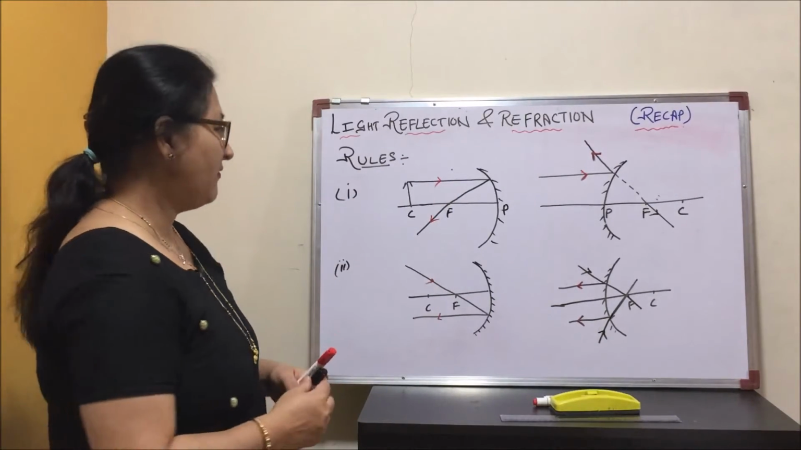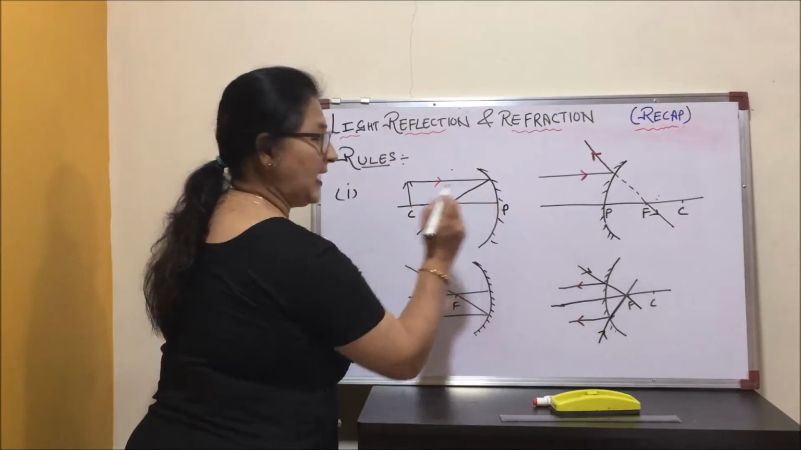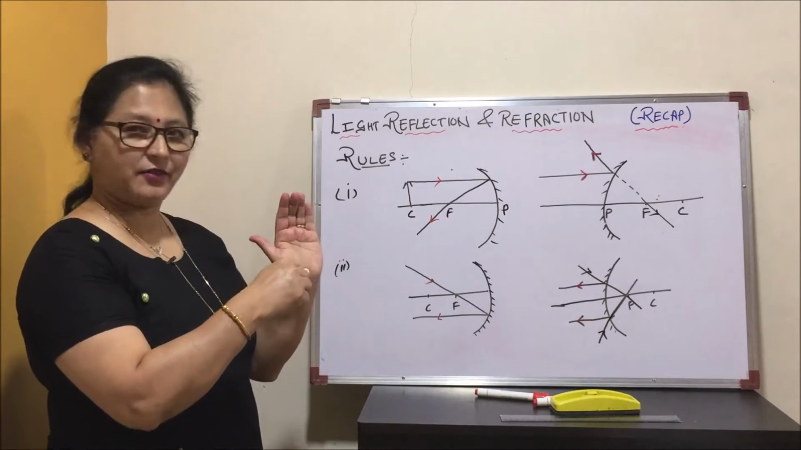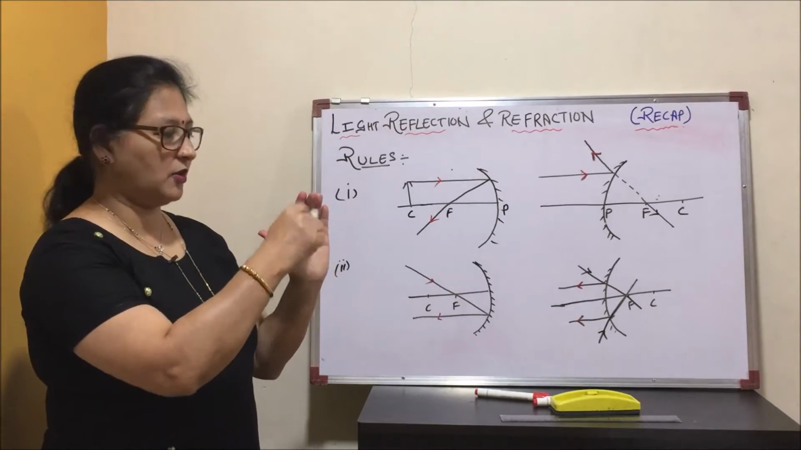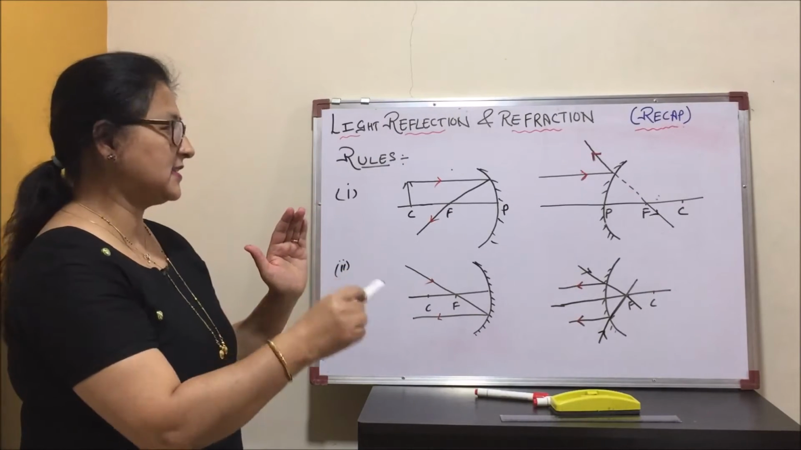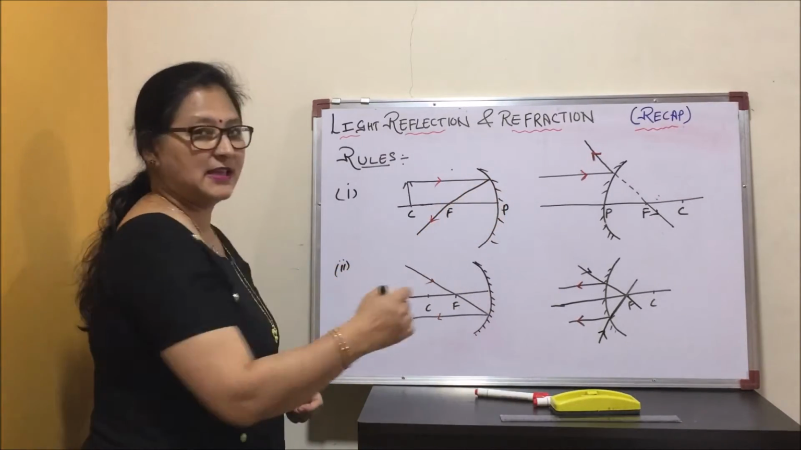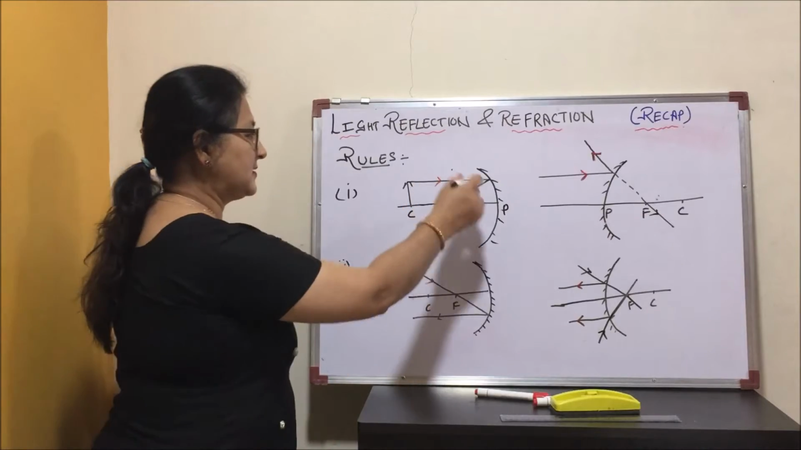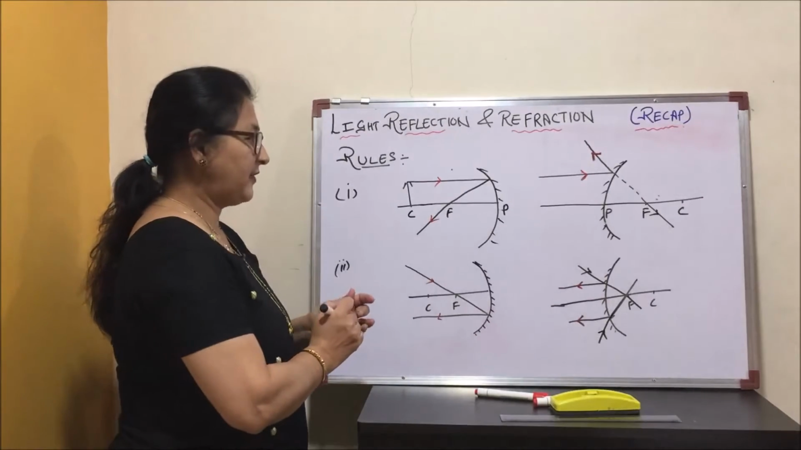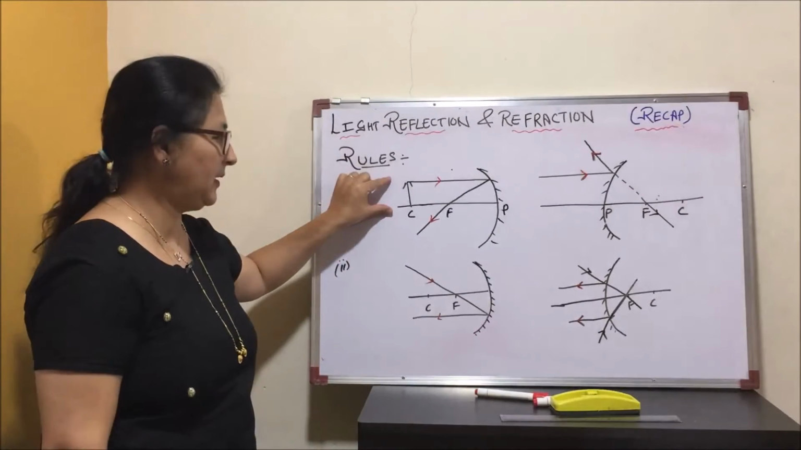Rule first says that when a ray is parallel to the principal axis, this is our principal axis, right? This is a concave mirror. Now concave mirror, as I told you, is like a cave. The inner side of the concave mirror is the reflecting side, the cave side. And the other side is the polished one where you have to put lines, right? So the object is placed in front of the mirror. This is the front part of the mirror, right?